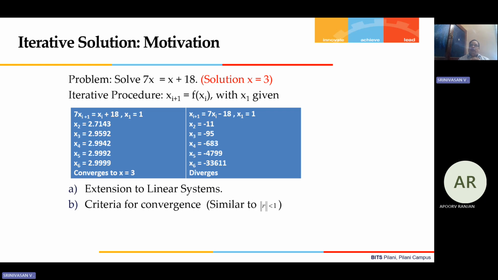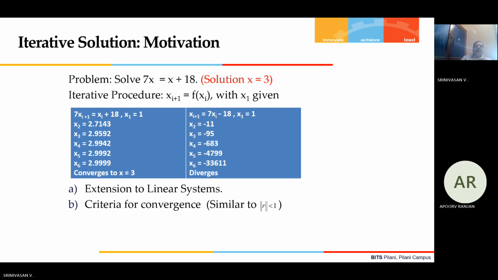7x2 is equal to 1 plus 18. Because x1 is 1, 7x2 is equal to x1 plus 18. That is 1 plus 18, 19. So 7x2 equal to 19 means what is x2? 2.7143. What is x3? 7x3 is equal to 2.7143 plus 18, that is 20.7143.